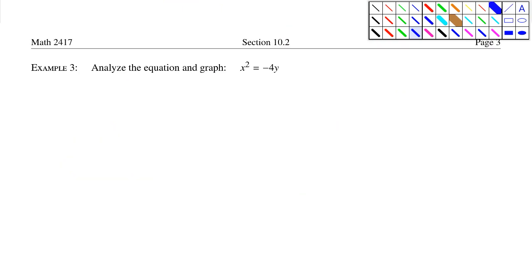Example 3. Analyze the equation and graph. x squared is equal to negative 4y. So this one is in the form of x squared is equal to negative 4ay. So negative 4a is equal to negative 4, which means a is equal to 1. Because it's in the form of x squared is equal to negative 4ay, it means it goes down.